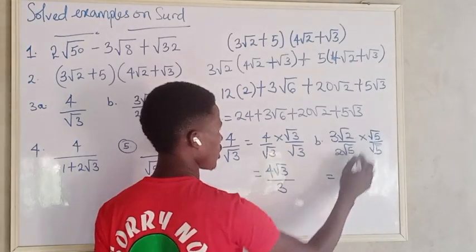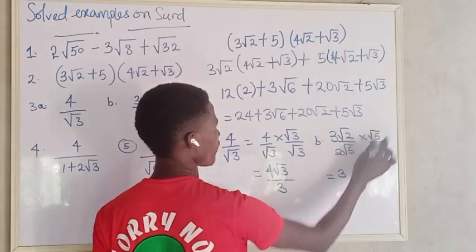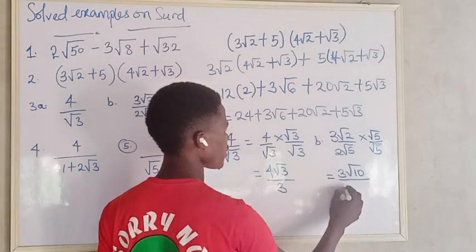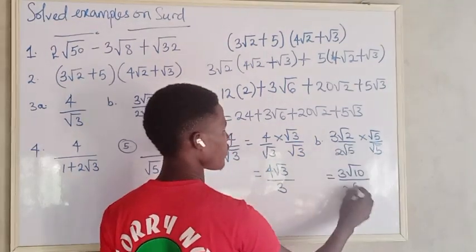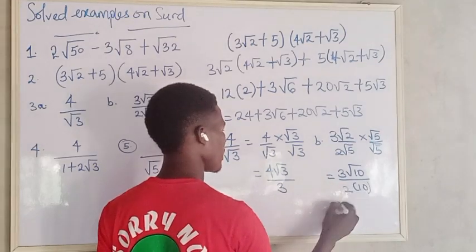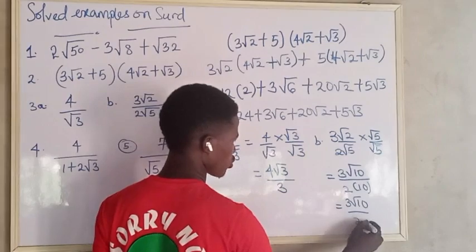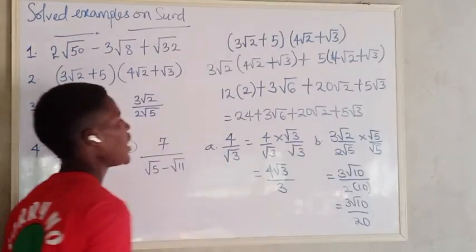3 times 1 will give us 3, root 2 times root 5 will give us what? Root 10. All over 2 times 1 will give us 2, root 5 times root 5 will give us what? 10. And that will give us what? 3 root 10 all over what? 20. So this will be our final answer.